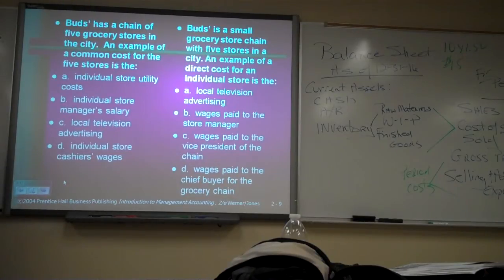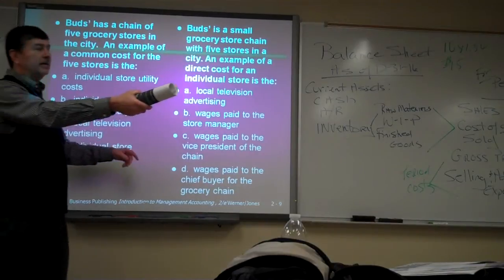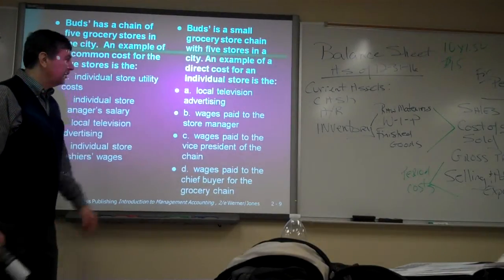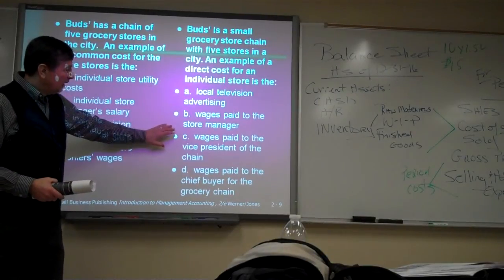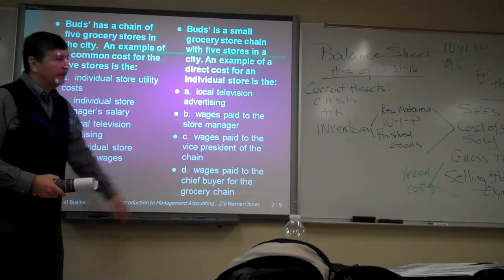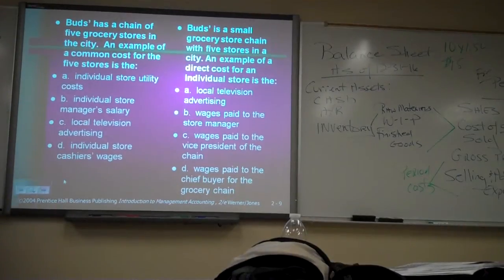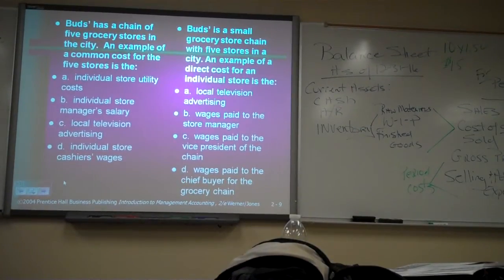Bud's a small grocery store chain with 5 stores. What's an example of direct? You got that? Is he right? Yes. Wages paid to the store manager. But the point to get out of this: common, individual. So a common cost is general, it's not individualized like a direct cost is.